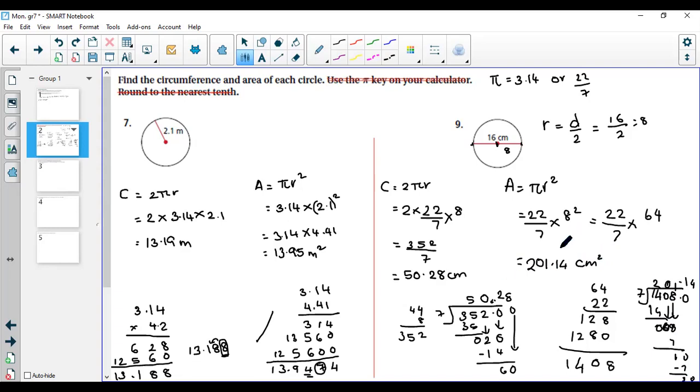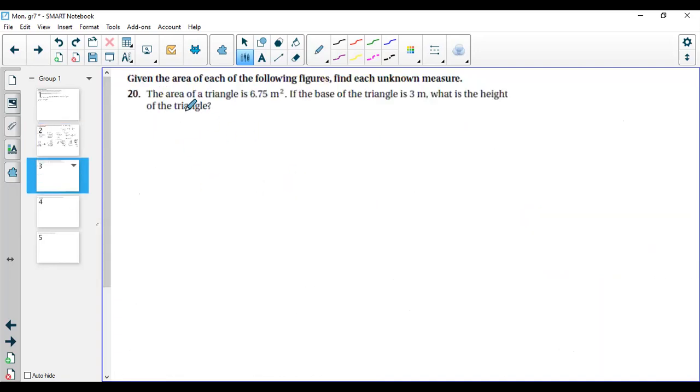All right, so maybe if you would use 3.14, there will be a slight difference in these decimal numbers, but that's all right. Maybe you will get a 201.15, or maybe you will get a 201.2, so that's fine. So I just wanted to show you this. However, you can either use the value of the decimal, or you could use the value in fraction. That's all. Okay, now let's look at this question. Given the area of each of the following figures, find the unknown measure.